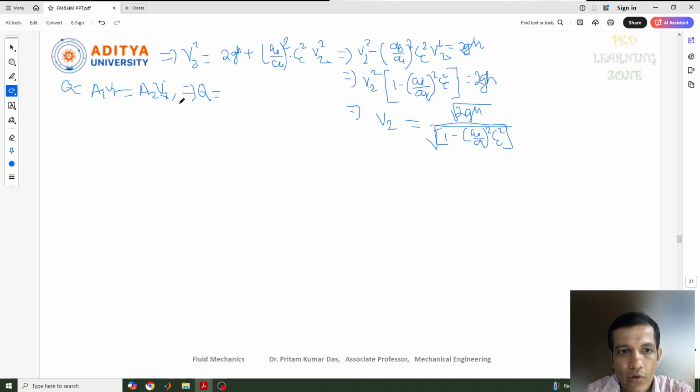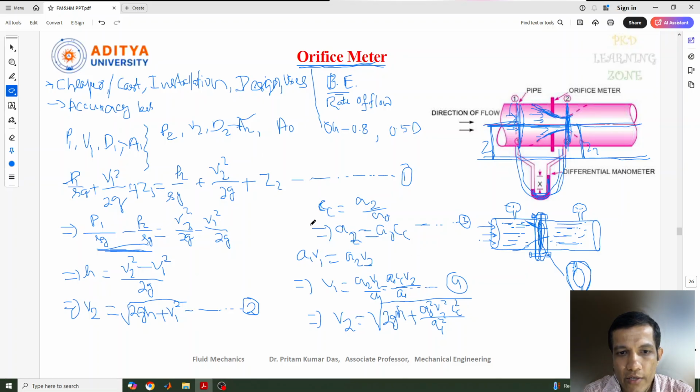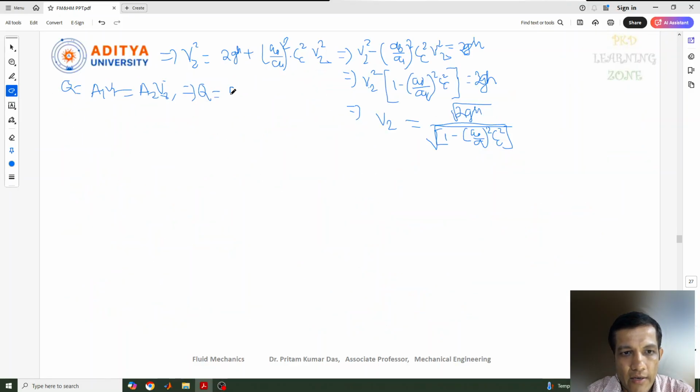a2 v2. Okay, so the a2 term we already got here. If you see, we already got the value of a2, that is a naught Cc. So the same thing, let me write here, a naught Cc into the v2 term, which is nothing but 2gh divided by the whole root over of 1 minus a naught by a1 square, and this is Cc square. I hope it is correct. So let's give the square bracket of this.